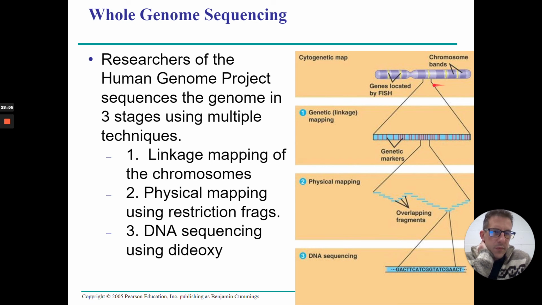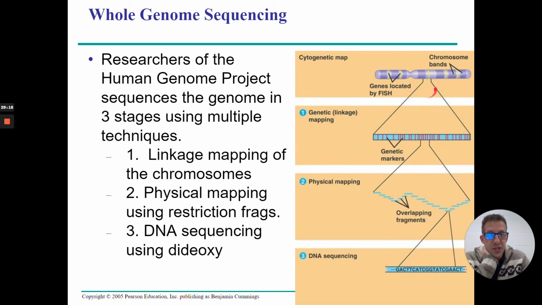Okay, that's a whole other topic in and of itself, so we're not going to really get into it, but know that they can fluorescently label these genes, and so you can figure out where these genes are located on the different chromosomes when they light up. And so what that does is it gives the Human Genome Project basically a target.